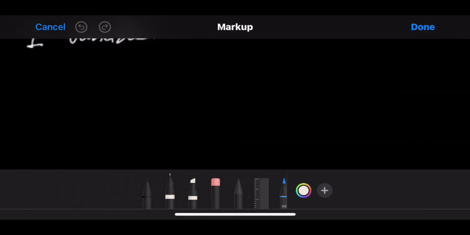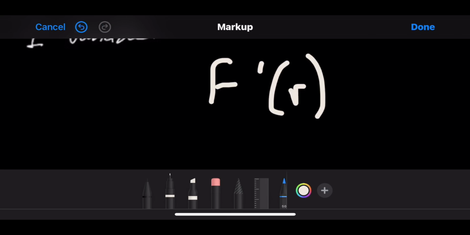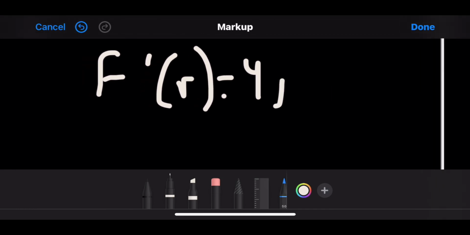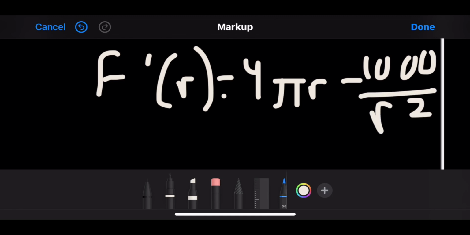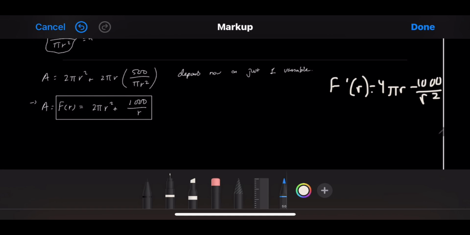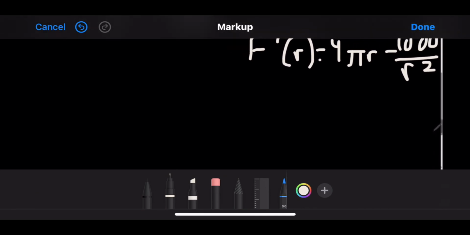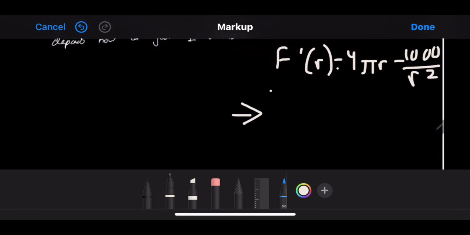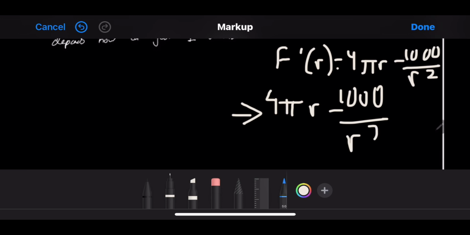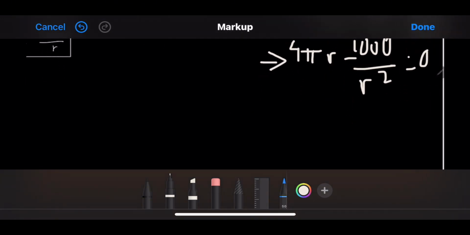Hi guys. Today we're gonna start doing my part. Actually, we're gonna do just the same as we did after this exercise. So the function right now is A(r) equal to 2 pi r squared plus 2000 over r. So we're gonna go for the derivative, and there it is. Once we have it, we need to solve it and set it equal to 0. So it will be 4 pi r minus 1000 over r squared equal to 0.